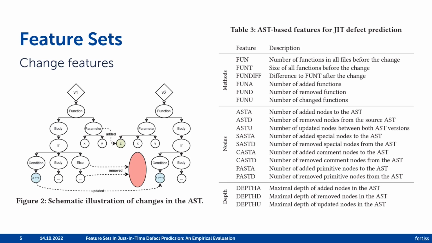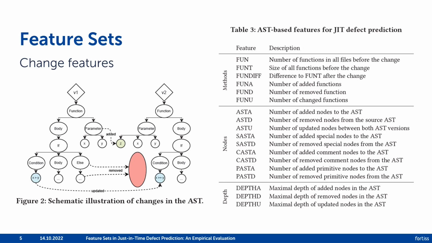And these features are not often represented in just-in-time defect prediction. And so we propose some different features concerning the changes in the abstract syntax tree of a commit. So first of all, when we look at function level, we report the number of functions in all files that were changed. We also report the size of these changes and the difference of the size in the changes. Also, we report the number of added, removed, or changed functions.